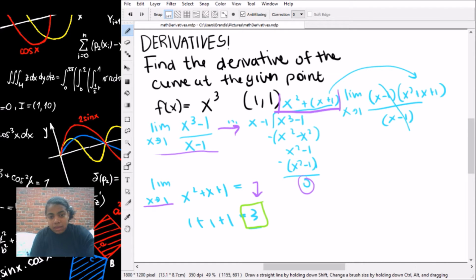But most of the time when I see a cubic function, it doesn't go that simply. So I'm just like, I don't want to do this. So I just use h to make my life easier.